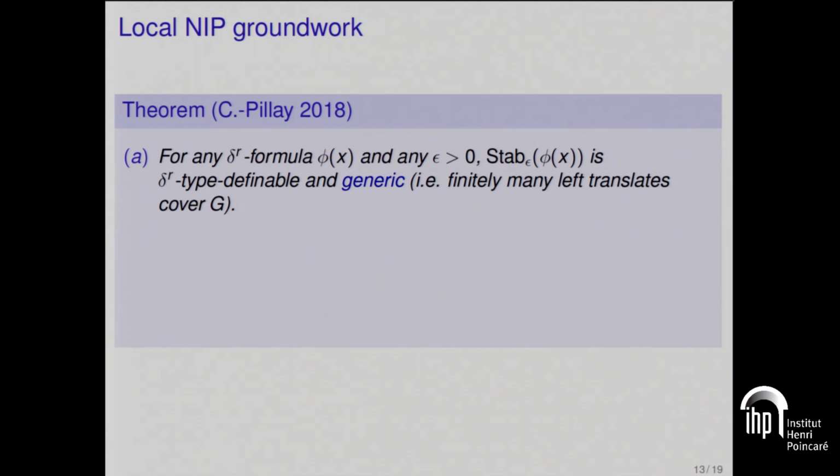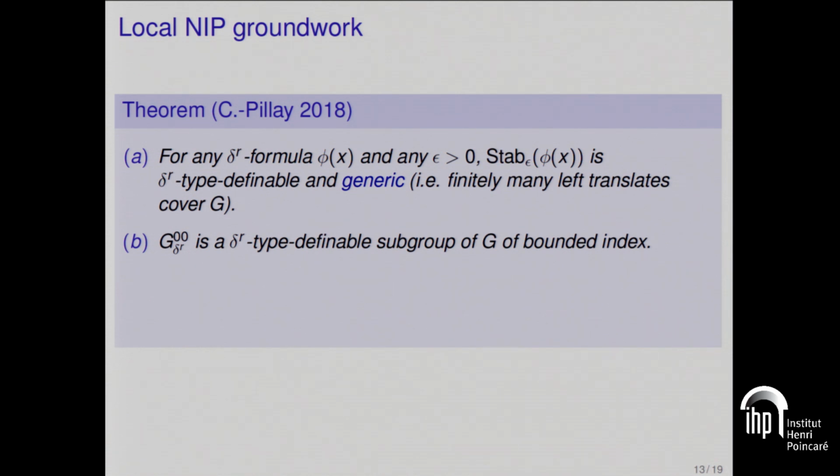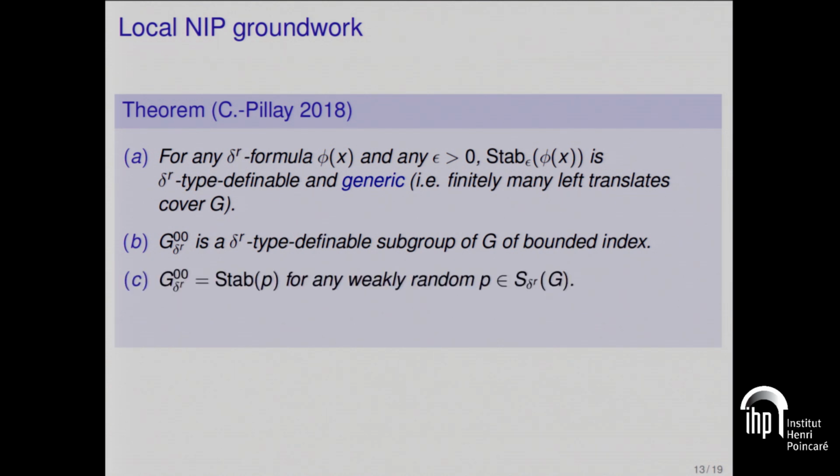All right, and so what I get is that the intersection of all of these stabilizers, which I was calling G00 delta R, is a delta R type definable subgroup of G of small index. Bounded means less than the size of G, which is what you might expect based on the notation, and if you're familiar with the NIP work. And it's also the stabilizer of any weakly random delta R type, which is important for some of the inner mechanics of the theorems I'm going to state. One thing you can prove as a corollary of this, if you work with it, is that it's a normal subgroup, which is also helpful.